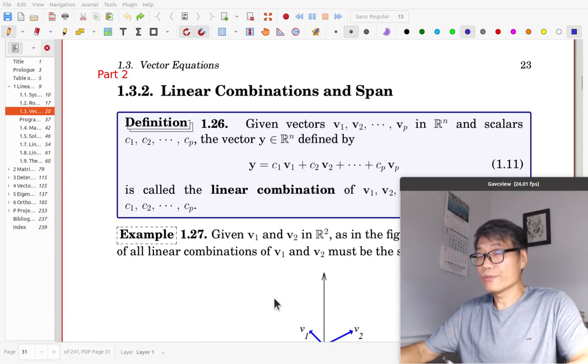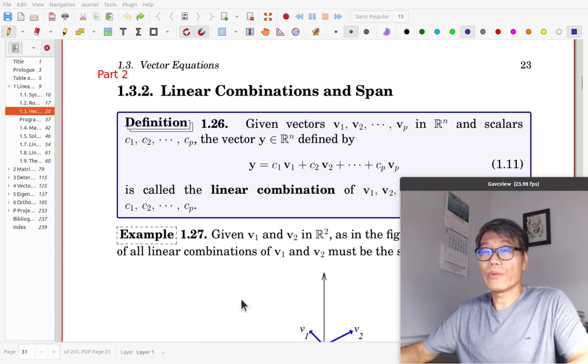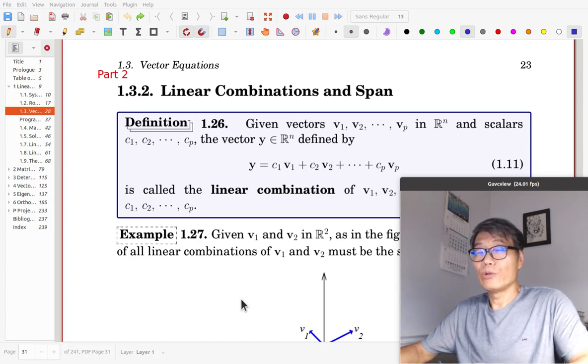This is part 2 of section 1.3, linear combinations and span. We'll begin with a definition.